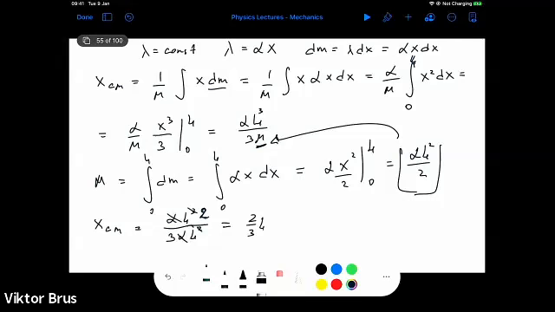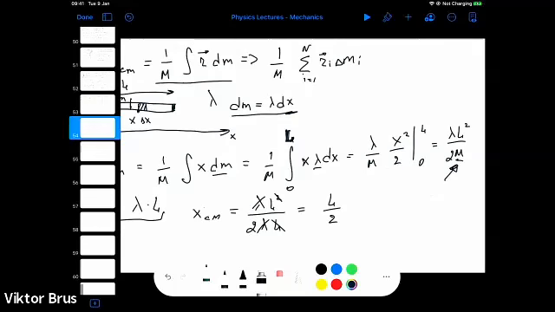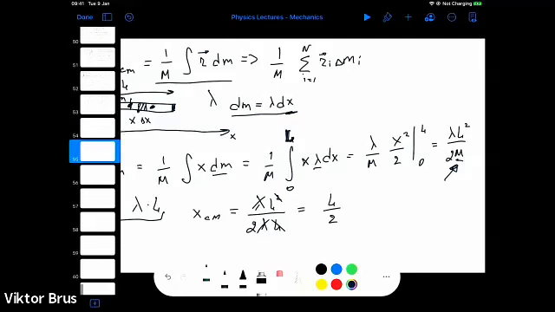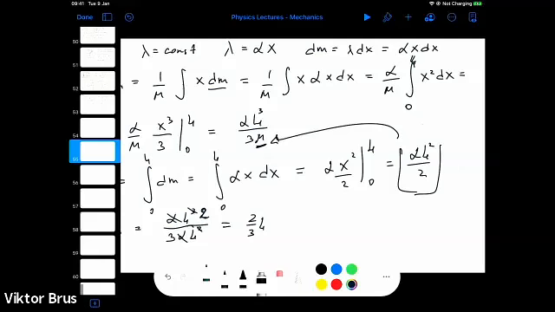of L. Okay, so we see that in this case, if we come back here, center of mass will be not in the middle of the rod, but it will be shifted somewhere here to larger x because mass is increasing from 0 along axis x. And that's why our center of mass is shifted. So now you have a feeling how to apply these equations to determine center of mass of some extended bodies.